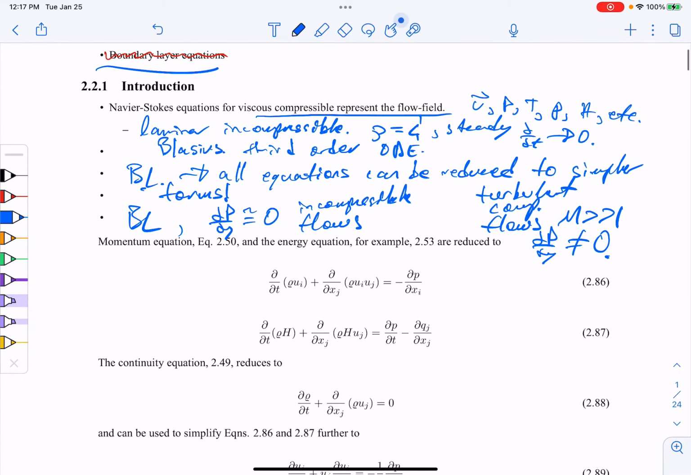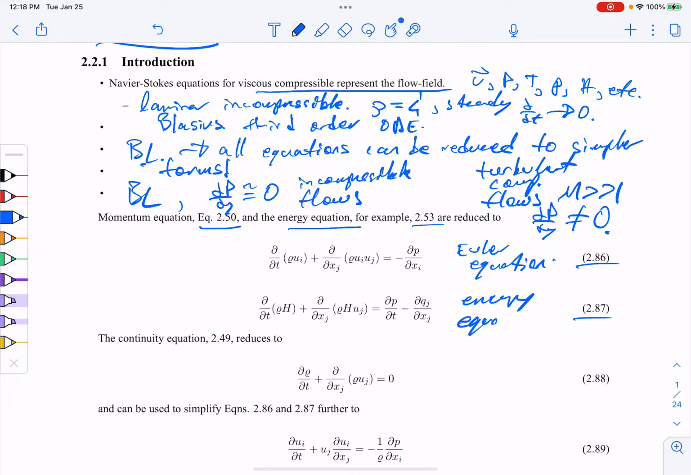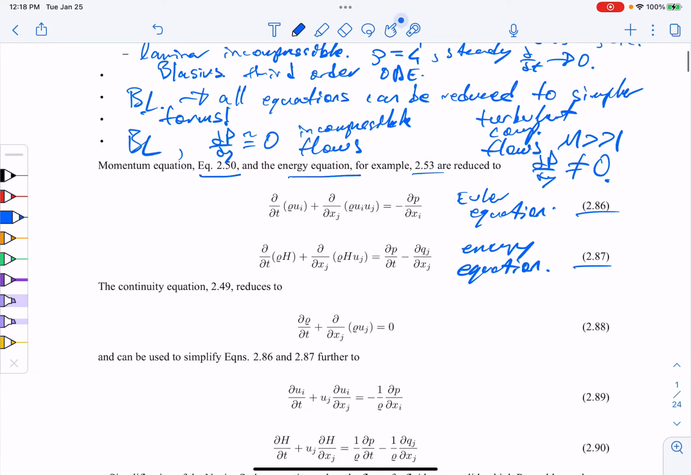Okay, so let's look at our equations of motion again. So if you go back, way back to equation 2.50 and our energy equation, which is maybe 2.53, we might write equations 2.86 and 2.87. And you'll recognize this as what? This is sort of like a Euler equation. And this is our energy equation. And you'll notice there's no viscous forces, so it's basically a set of Euler equations with the first law of thermodynamics.